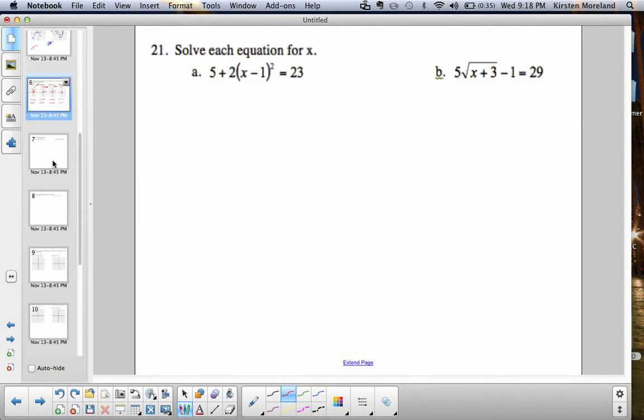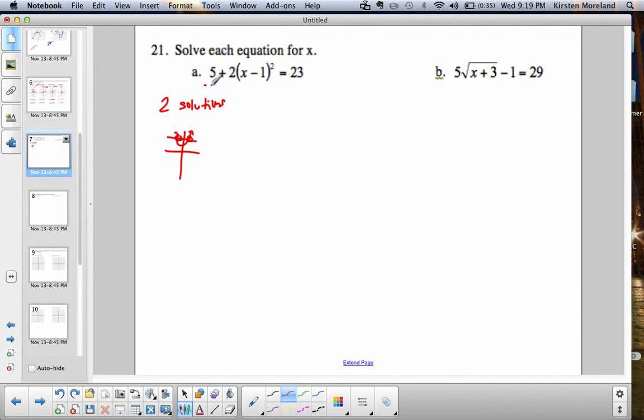Right, let's move on to some solving. So this is a square function, which means you should be thinking I should give 2 solutions, because when you graphically think about it, it crosses twice, so you should give me 2 solutions.